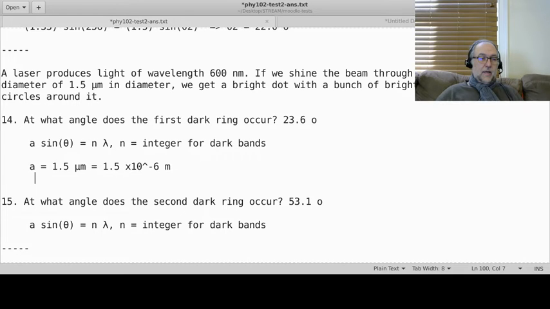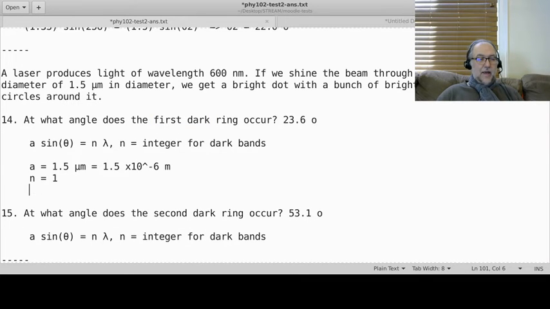All right, and n is going to equal what? n is going to equal 1 because I asked for the first dark ring. And so the first dark ring, that's n equals 1. And then finally, lambda is equal to 600 nanometers. And you need to know that nano is times 10 to the minus 9 meters, like that.